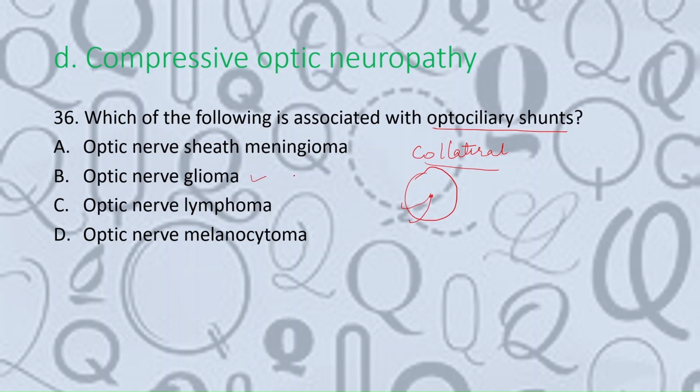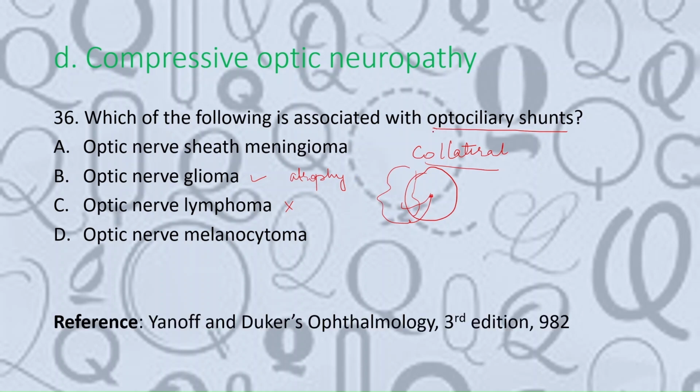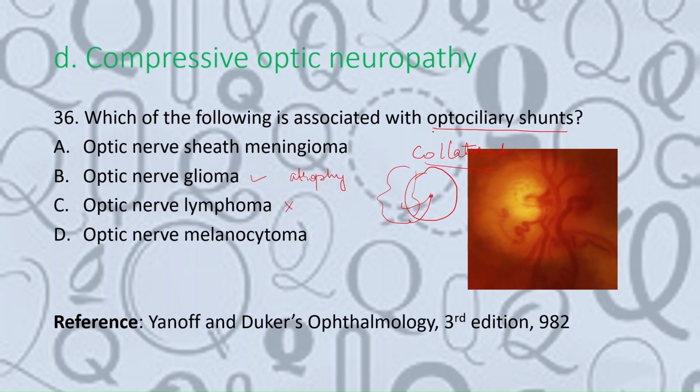Glioma is usually associated with optic atrophy. Okay. There is no optic nerve lymphoma. Optic nerve melanocytoma is a disc presentation and is seen as a blackish discoloration on the disc surface. So the right answer here is optic nerve sheath meningioma, and it's usually associated with opticociliary shunts that may also be associated with optic atrophy. So this is how opticociliary shunts look.